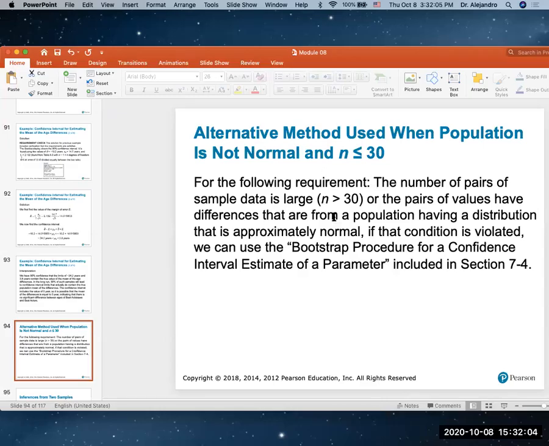We are not going to be looking at this method because it requires the bootstrap procedure, which requires technology. So with this, we conclude our module.